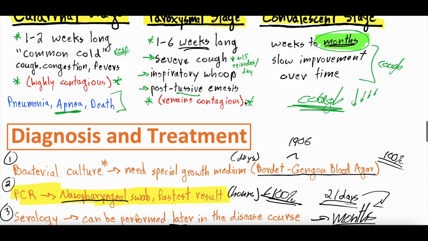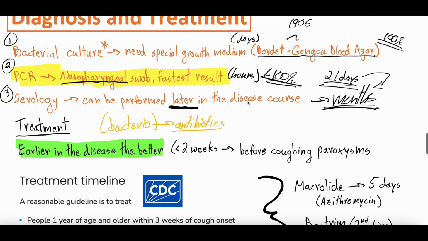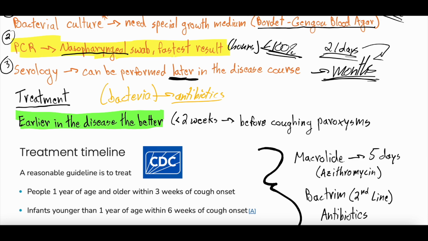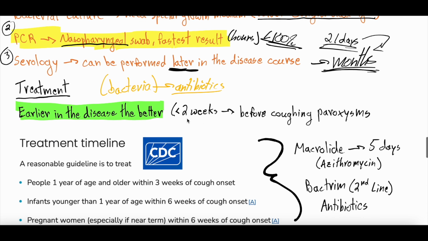So when do you still treat pertussis? When is treatment still effective? And you really want to try to treat it less than 2 weeks from symptom onset. So before you start getting those coughing paroxysms and inspiratory whoops and things, that is when treatment is most effective, less than 2 weeks from onset.